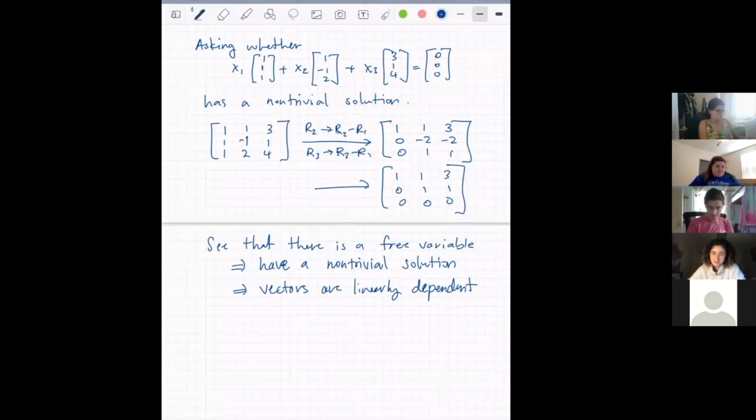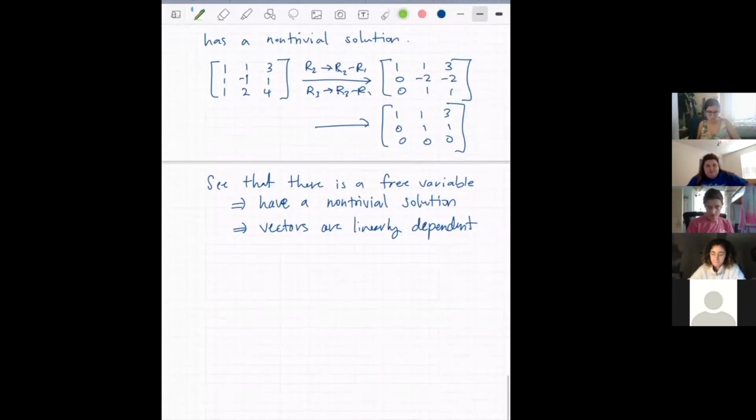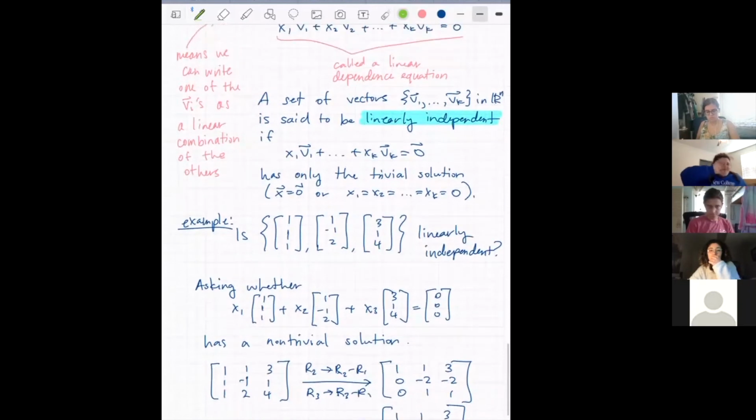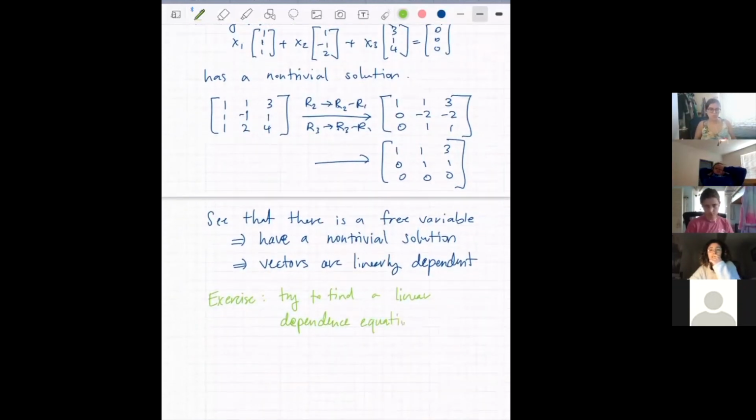But while you're sitting here, I'll give you this exercise. So for this problem, try to find a linear dependence relationship. Is that what I called it? Relationship? Equation. For this example. Okay, so we know they're linearly dependent. So go ahead and try to write them as a linear dependence equation.